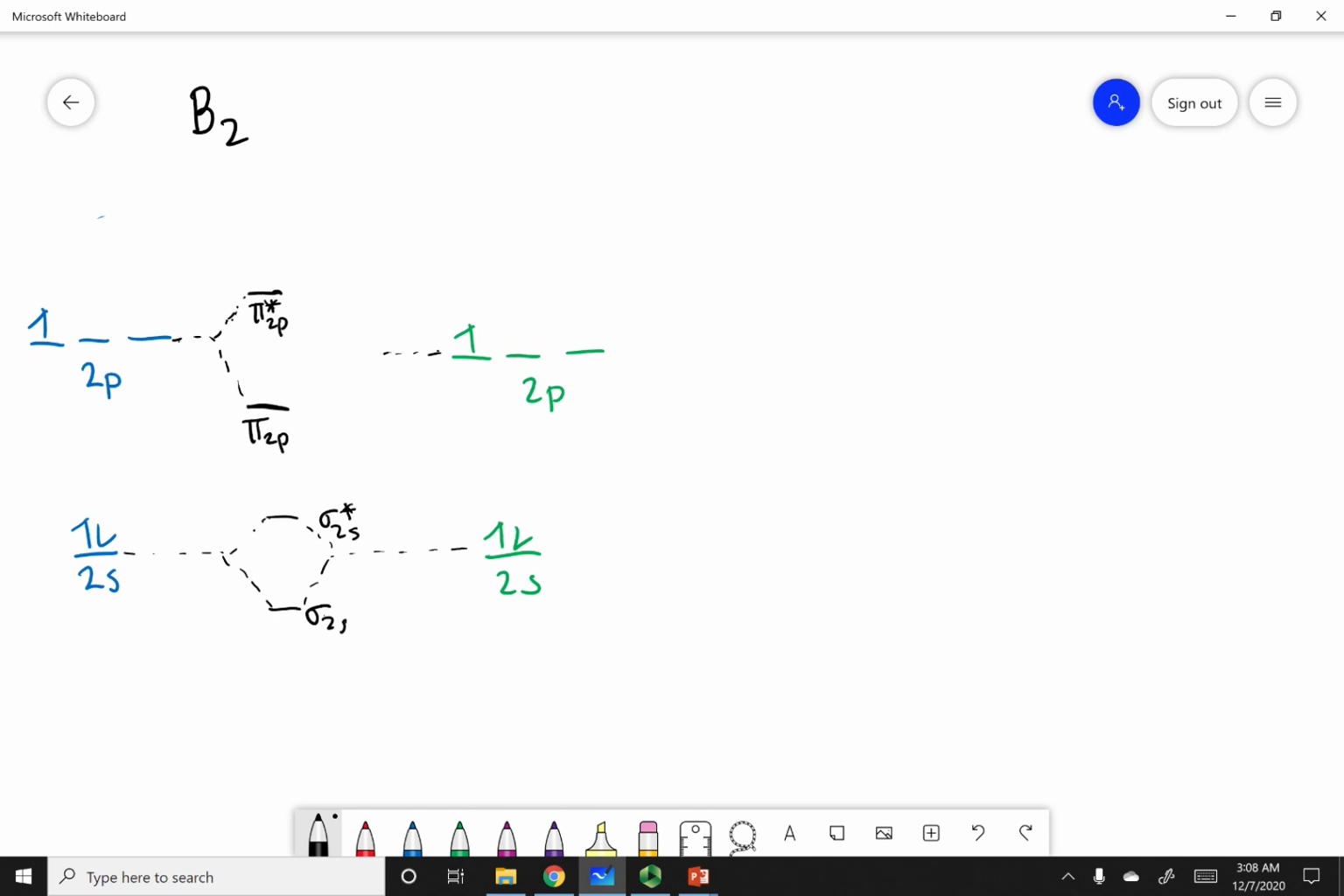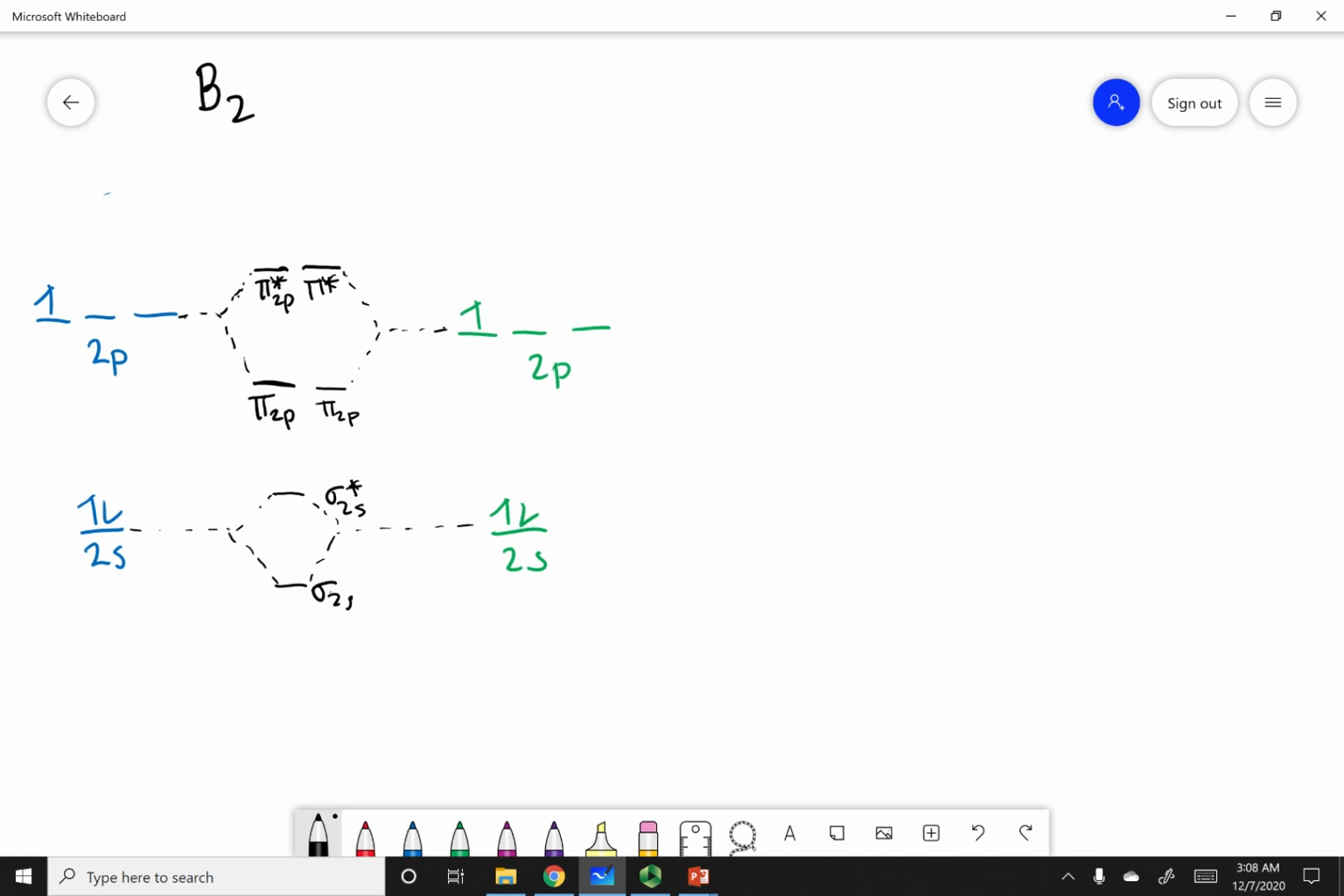Now, I told you that the px is going to do the same thing, and that's going to create a degenerate set of orbitals. So this is going to be the px coming together, and the px can come together destructively. Now, when the pz comes together, it's going to form a sigma bonding orbital and a sigma star. And so this is going to be the molecular diagram for B2.